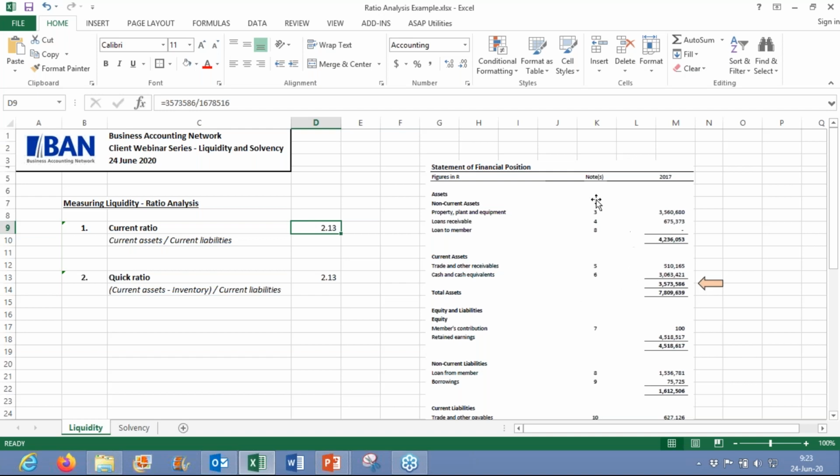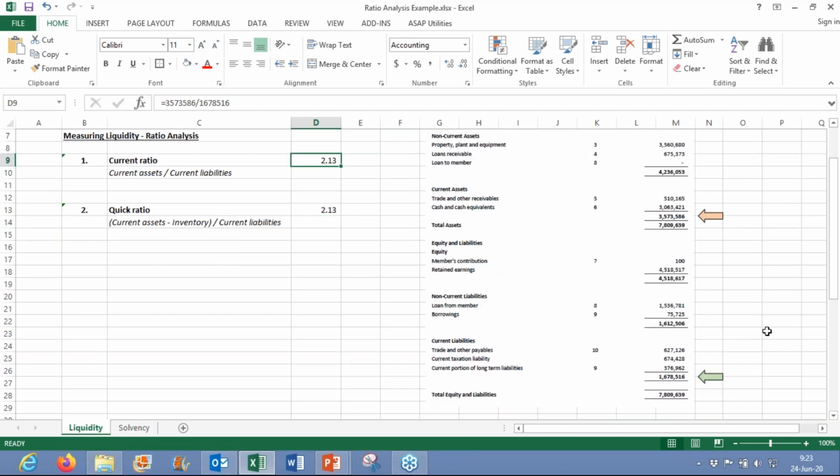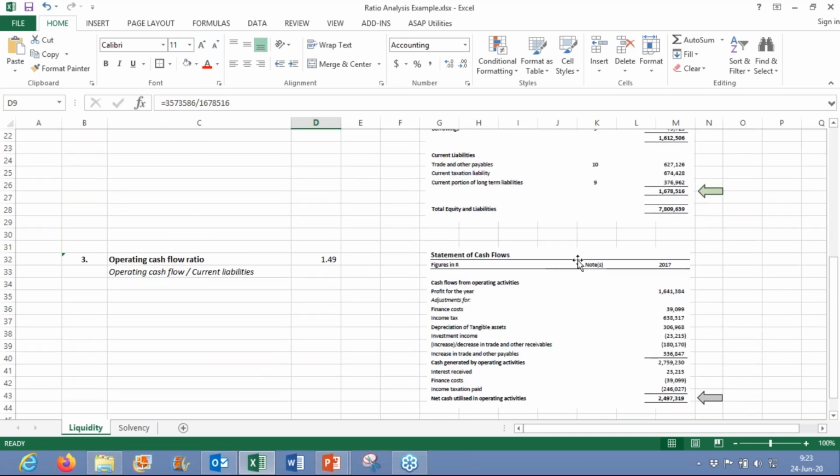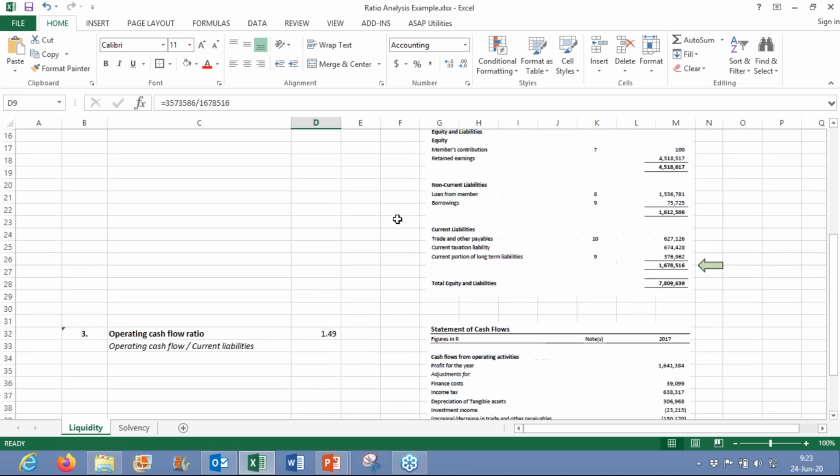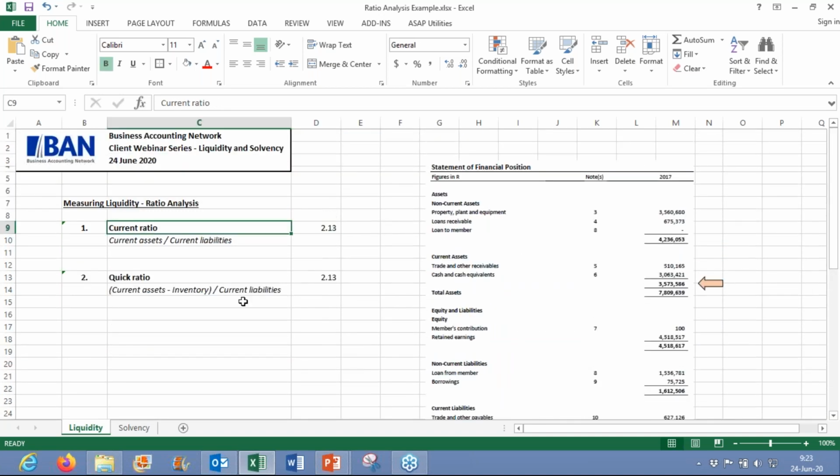First things first, here I've got an extract from a set of financial statements that we're going to use for the calculation. This is a statement of financial position, or your balance sheet. Then if I go down here, when we look at our third ratio, we will be looking at an extract from your statement of cash flows. So let's start off with our first liquidity ratio, which is your current ratio: current assets over current liabilities.